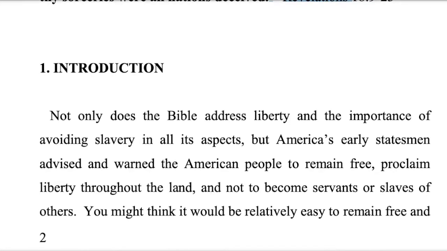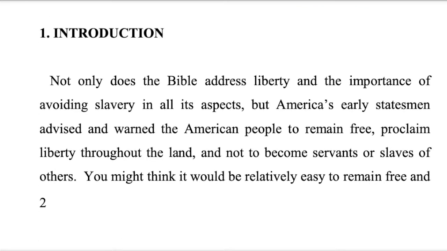Okay, enough Bible thumping, let's get on. Introduction. Not only does the Bible address liberty and the importance of avoiding slavery in all its aspects, but America's early statesmen advised and warned the American people to remain free, proclaim liberty throughout the land, and not to become servants or slaves of others.